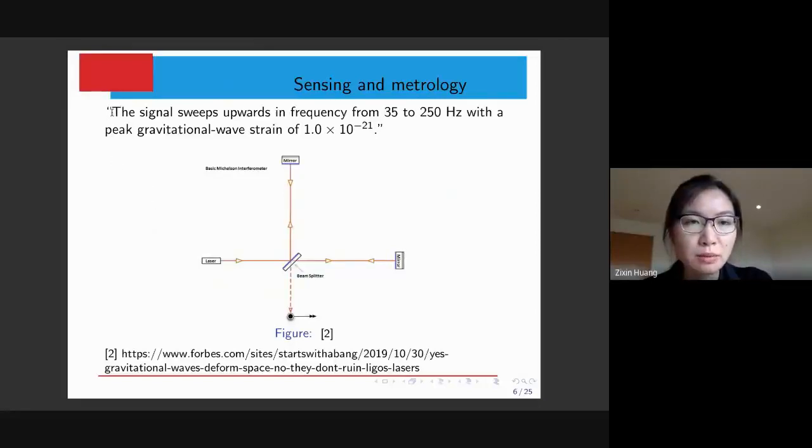If you read the paper, in the abstract, it'll tell you that the signal sweeps upwards in frequency from 35 to 250 hertz, so that is 35 to 250 cycles per second, with a peak gravitational wave strain of 1 times 10 to the negative 21. Now, pay attention to that particular number there: 1 times 10 to the negative 21. That means if you have something that is a meter long, the gravitational waves will stretch or compress one of them relative to the other by 1 part in 10 to the 21. That is an incredibly small number, and the implementation of this particular measurement is an incredible feat.